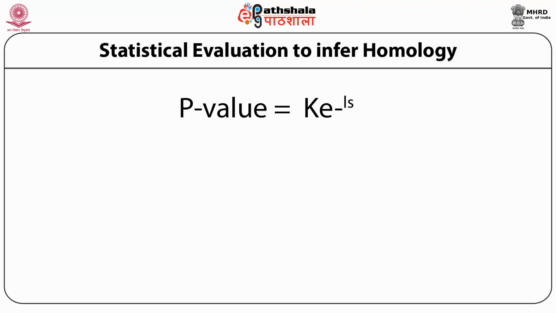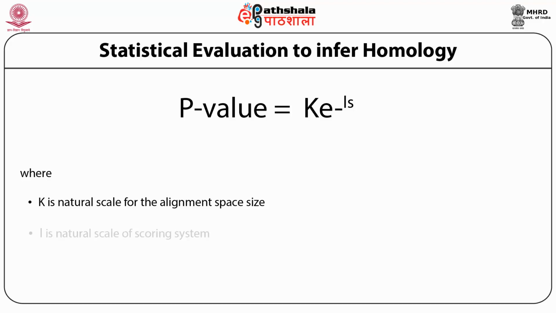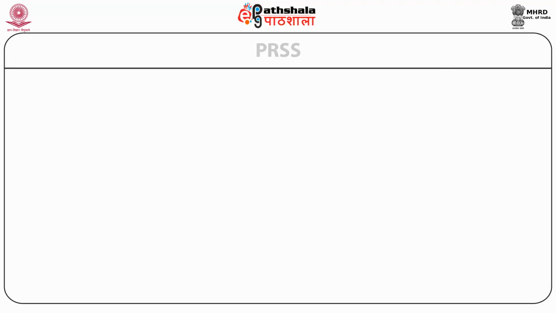The p-value is given by K e raised to the power minus lambda S, where K is the natural scale for the alignment space size, that is, the total lengths of the two sequences, e is the exponential function, lambda is a natural scale for the scoring matrix used for alignment, and S is the raw alignment score. However, sequence alignment programs report only the score for the alignment. Parameters K and lambda are not reported by these alignment programs.